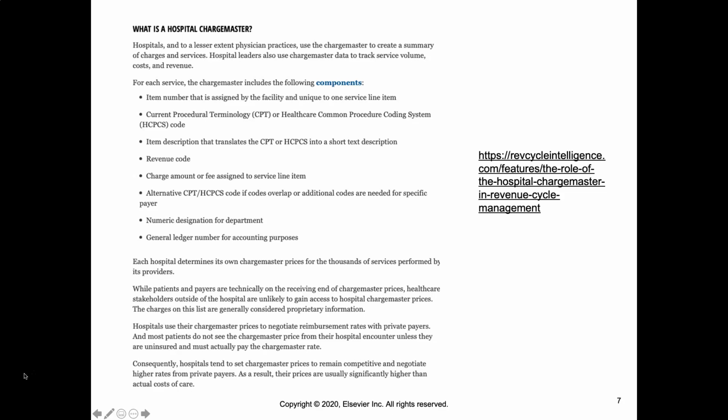Hospitals use their charge master prices to negotiate reimbursement rates with private payers, and most patients do not see the charge master price from their hospital encounter unless they are uninsured and must actually pay the charge master rate. Consequently, hospitals tend to set charge master prices to remain competitive and negotiate higher rates from private payers, so their prices are usually significantly higher than the actual costs of care.